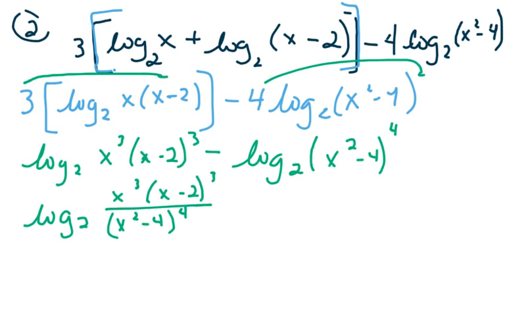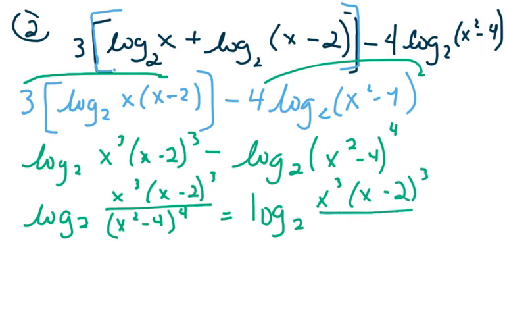All right, hopefully you tried that. We're going to go ahead and factor this, so we end up with log base 2. We have an x cubed, an x minus 2 cubed, and then the denominator, the x squared minus 4 factors into x plus 2, x minus 2, and both of those would have a 4th power on them.